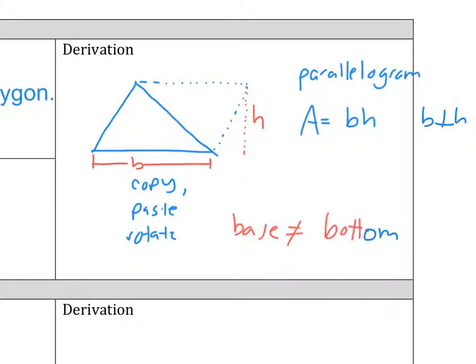So notice with triangle, if I were to just focus on this triangle right here and not this one here, I just take a parallelogram and cut it in half.